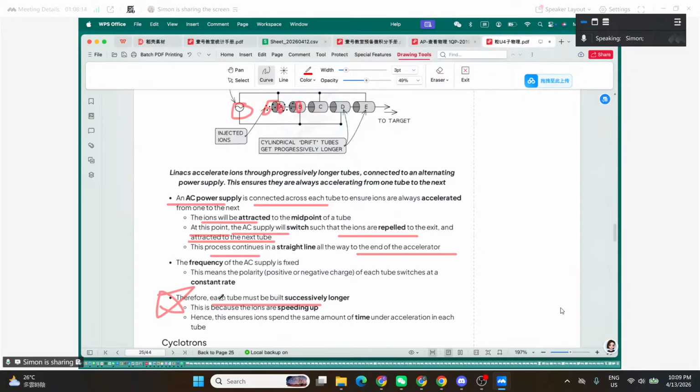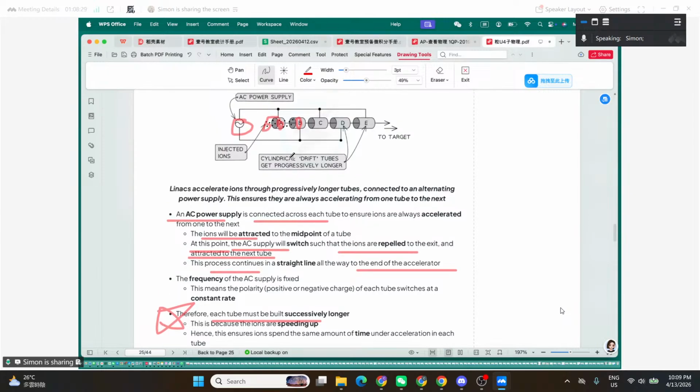The reason is the ions must be speeding up. So we want to ensure the ions spend the same amount of time under the accelerating field in each tube.